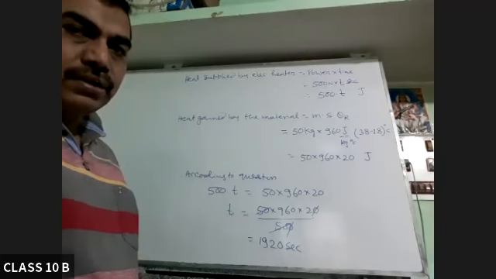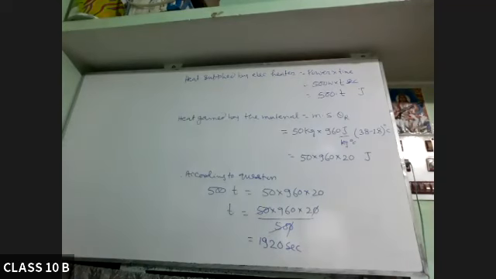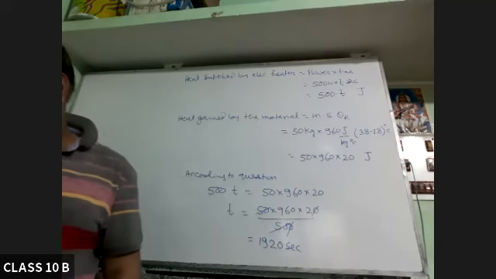Yes, next one. Number 12. The temperature of 600 gram cold water rises by 15 degrees when 300 gram hot water at 50 degrees is added to it. What is the initial temperature of cold water?